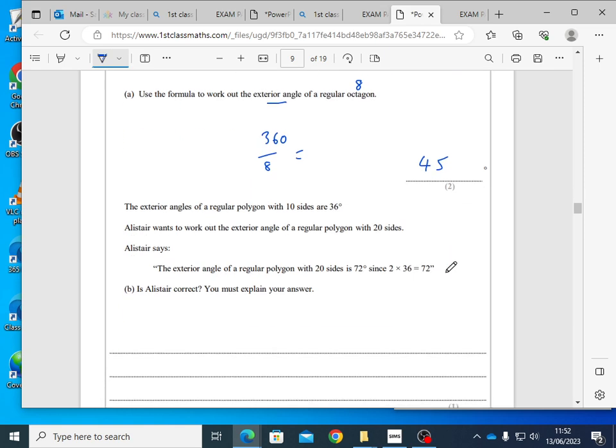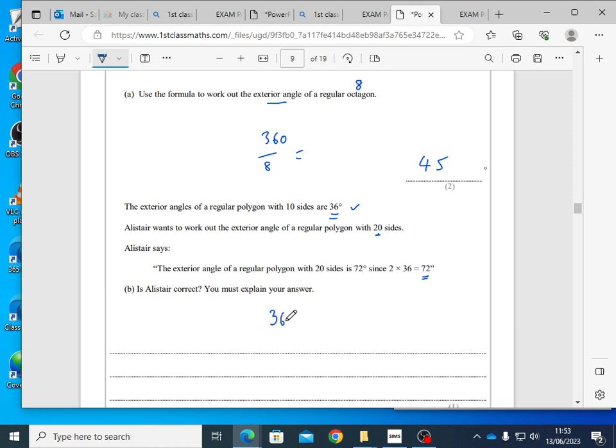Now let's have a look at what this says. The exterior angle of a regular polygon with 10 sides is 36, which is correct. Yep, I'm happy with that. Alistair works out the exterior angle for a regular 20-sided shape. He says the exterior angle of the regular 20-sided shape will be 2 times that, so 72. Is Alistair correct? Well, not really, it's because they're going down, aren't they? It's easy enough to check it. Rather than times, you should have divided it, but let's just double check it.